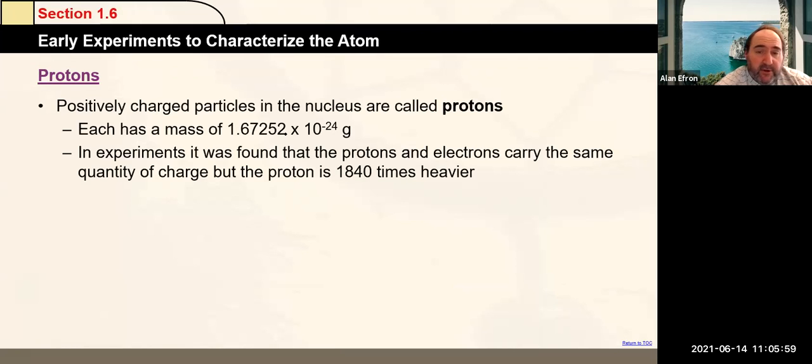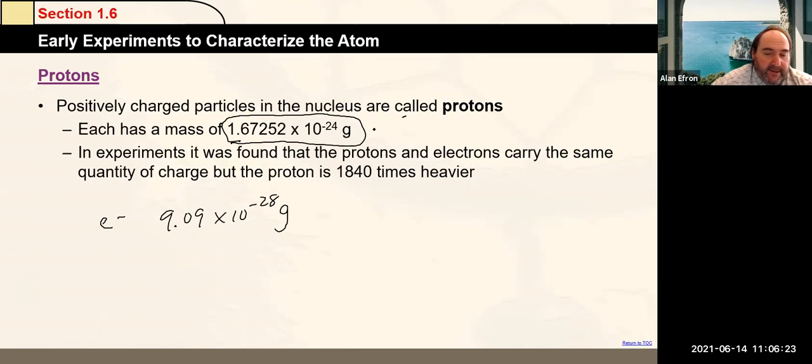This positively charged core was later found to be protons, and a proton has a mass of 1.67252 times 10 to the minus 24 grams. If we compare that to an electron's mass that we saw earlier, which is 9.09 times 10 to the minus 28 grams, this is about 1840 times heavier than an electron.